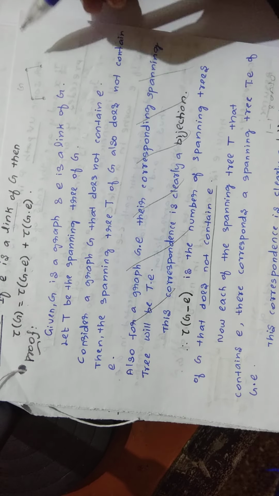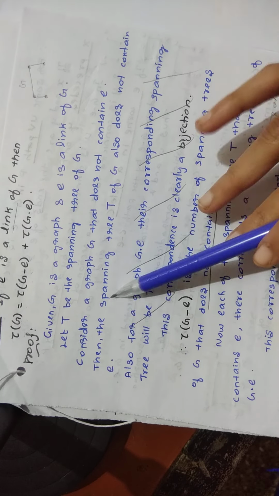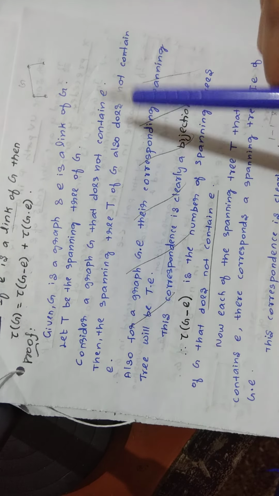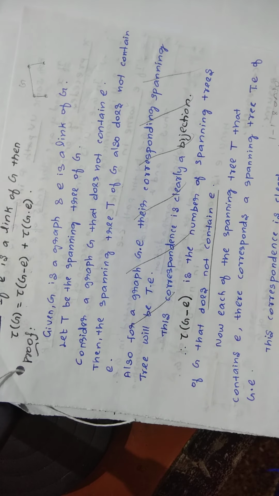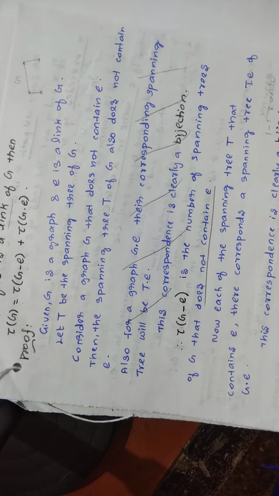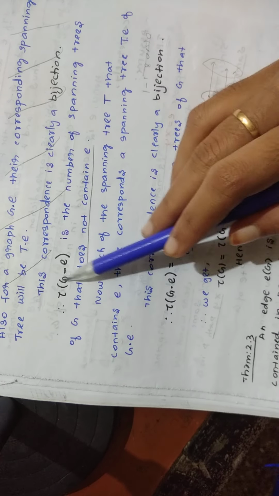What will happen? In the spanning tree also you don't have that edge E, right? So that is what I have written here. Consider a graph G that does not contain E, then the spanning tree T of G also does not contain E. Okay, therefore tau of G minus E means what?